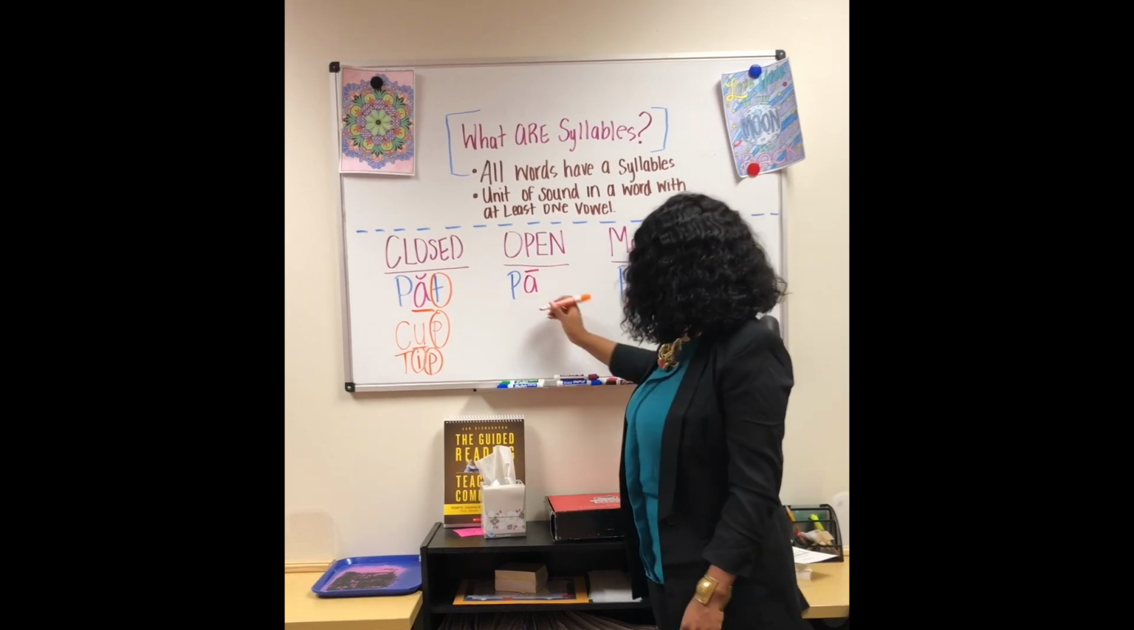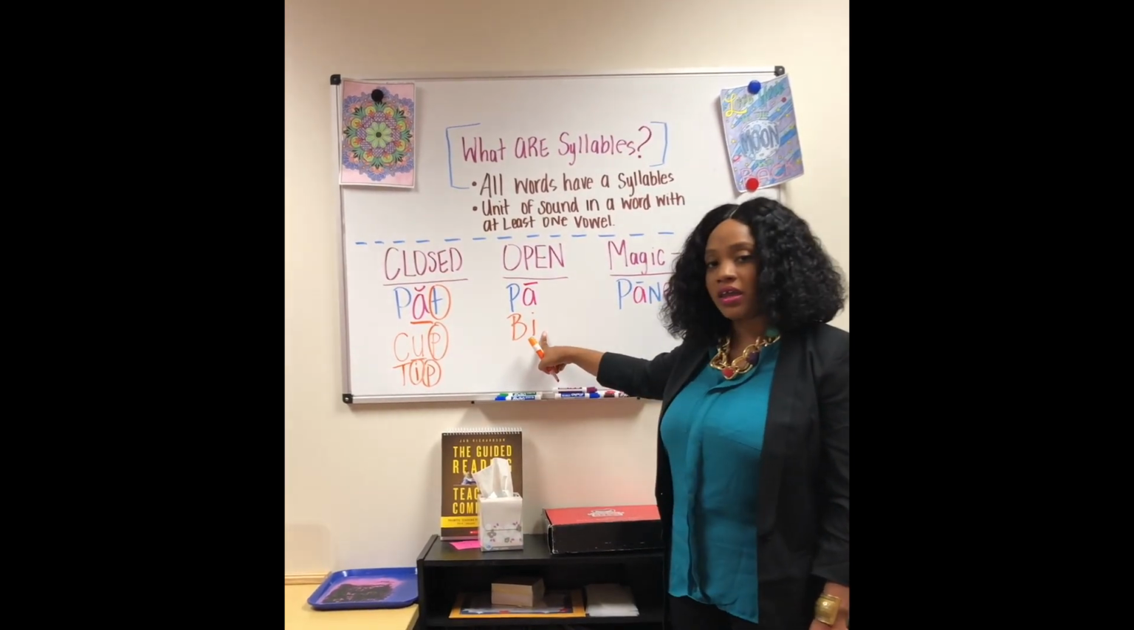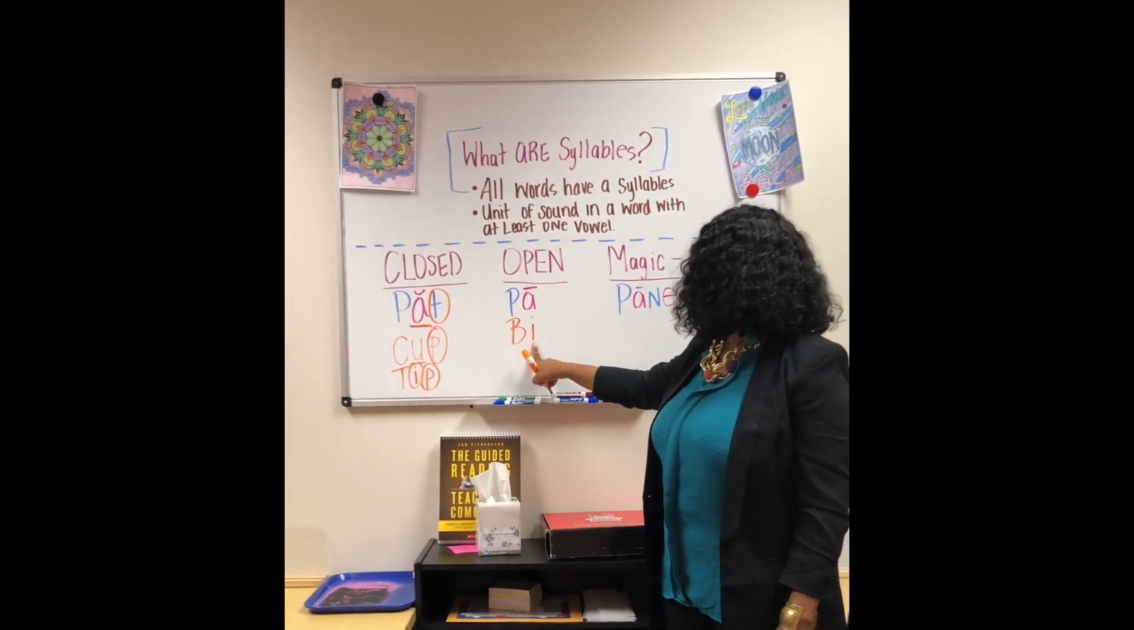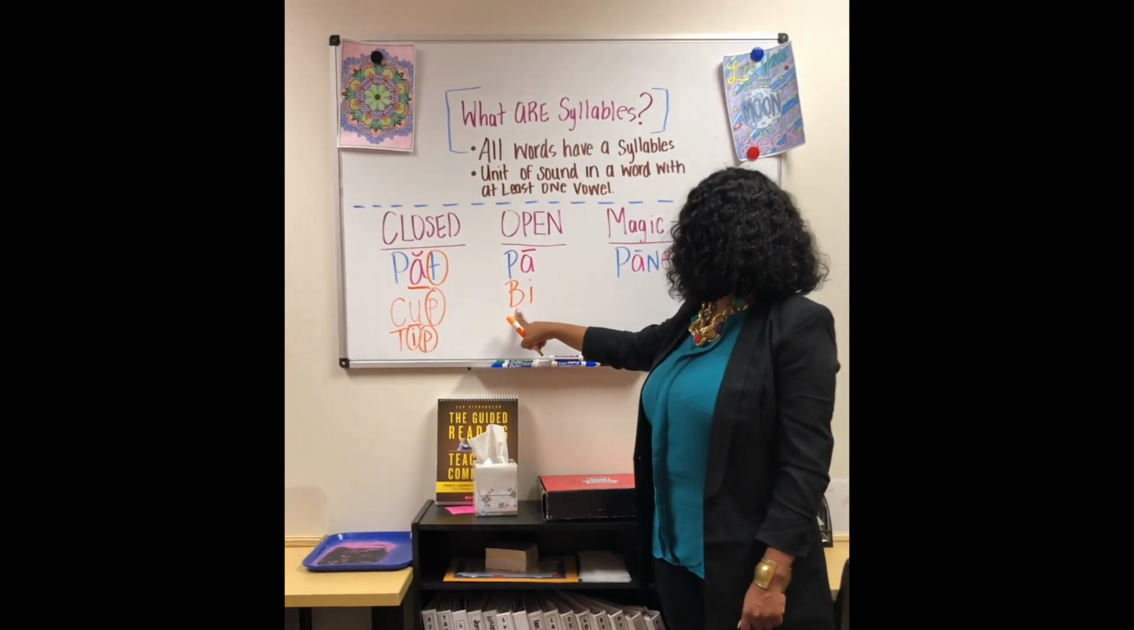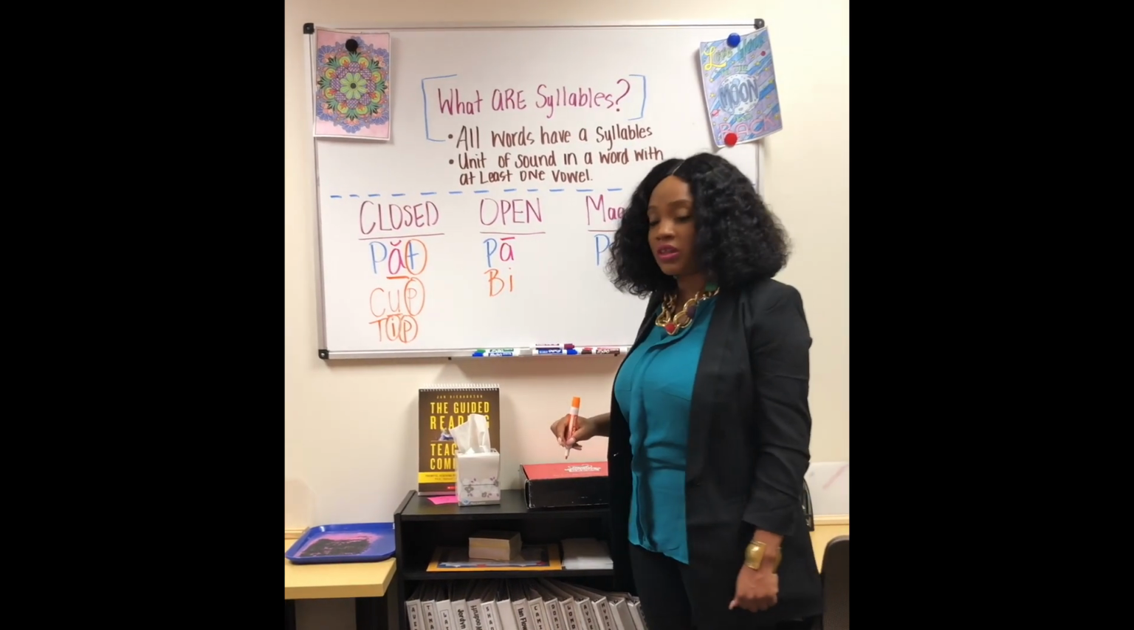Let's try the next one. Does it have a consonant behind it? Nope. So this vowel is going to say its name: b-i, bye. And I want you to try this one. How would you read this?